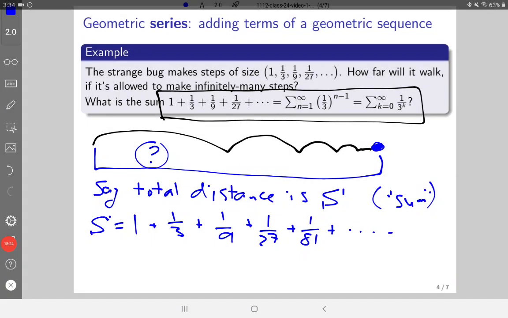So let's say that total distance traveled is s. I'm going to use s for sum because we're adding together a bunch of terms. And so I'm asking the question, what is the value of s if it's equal to 1 plus a third plus a ninth plus a 27th plus and so on?